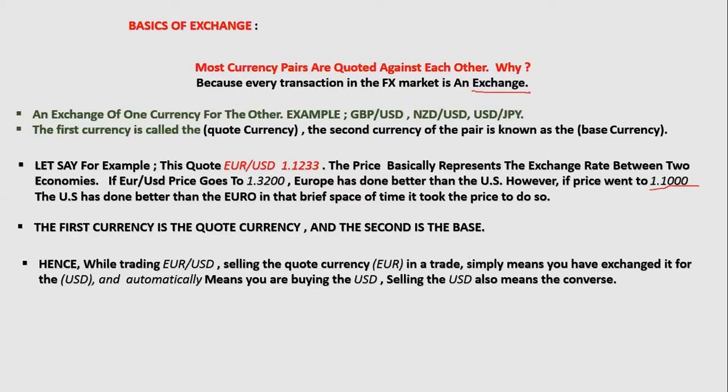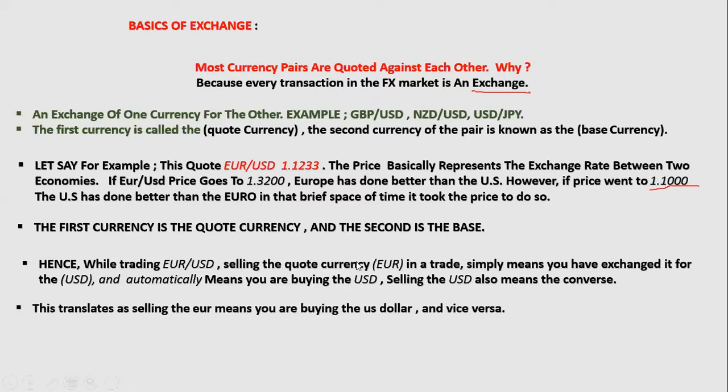So while trading euro USD, selling the core currency in the trade simply means you have exchanged it for the USD, and automatically means you are buying the USD. The same thing happens when you are short the euro, meaning you are buying the USD. It's just the same mentality. It's an exchange. I hope I'm not moving too fast. We'll get there little by little. This translates as selling the euro means you are buying the US dollar and vice versa. Basically what I was saying.